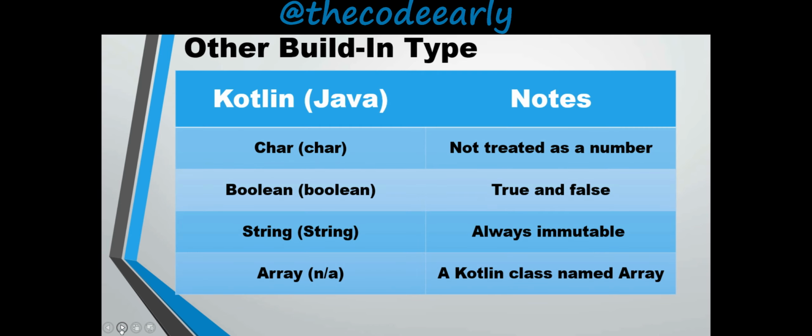There are other built-in types. A Char represents a single alphanumeric value. A Boolean is either true or false, and those are keywords. A String represents a sequence of characters, and just like in Java, it is always immutable. Once set, its value can't be changed. Arrays are represented by the Kotlin class Array.